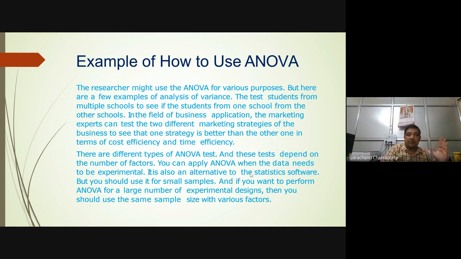There are different types of ANOVA tests, and these tests depend on the number of factors. You can apply ANOVA when the data needs to be experimental. It is also an alternative to statistics software, but you should use it for small samples. And if you want to perform ANOVA for a large number of experimental designs, then you should use the same sample size with various factors. So this is one limitation of the ANOVA technique that you should keep in mind.